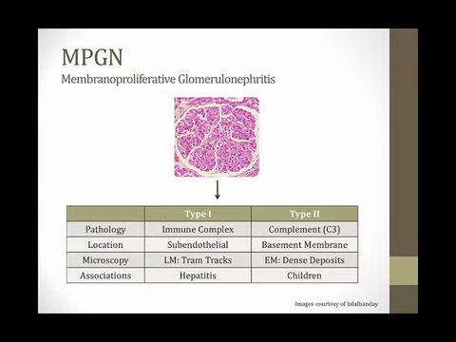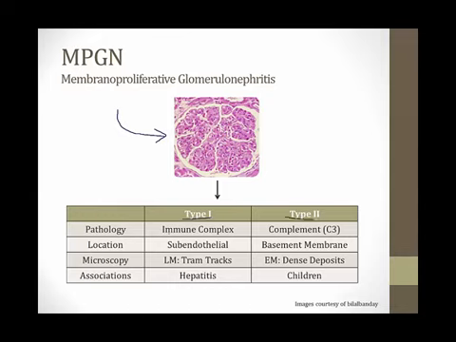I'll finish with this summary slide. Remember that MPGN presents with a wide spectrum of renal dysfunction that can range from mild hematuria and proteinuria all the way to the full-blown nephritic or nephrotic syndromes. A renal biopsy will show evidence of hypercellularity and thickened basement membranes. In the table on the bottom of the screen, I've summarized the key differences between MPGN type 1 and type 2.